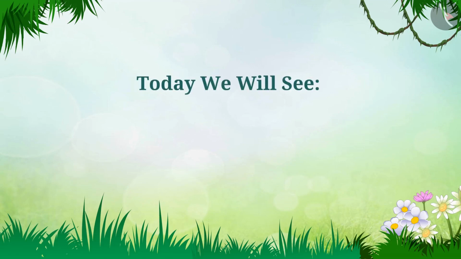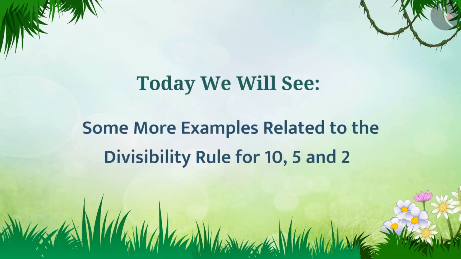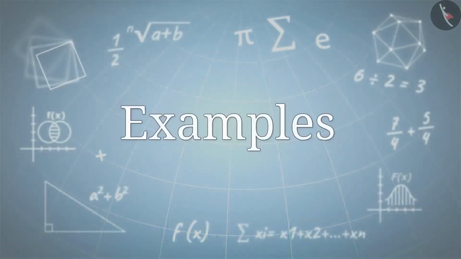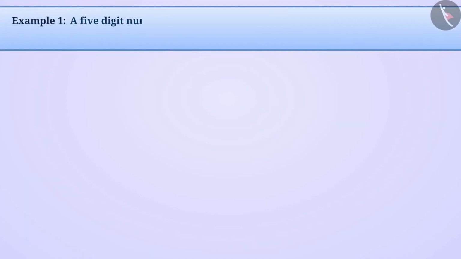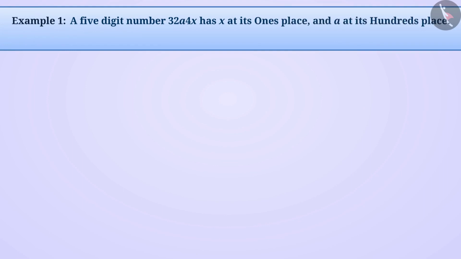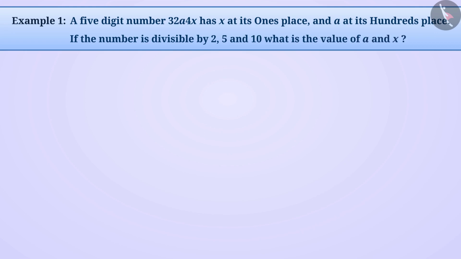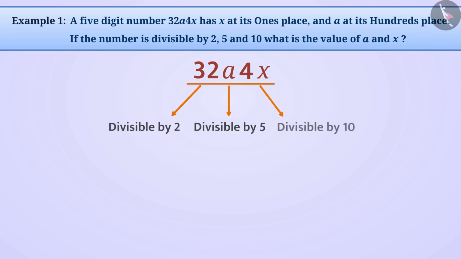Today we will see some more examples related to divisibility rule for 10, 5 and 2. A 5-digit number 32A4x has x at its ones place and A at its hundreds place. If the number is divisible by 2, 5 and 10, what is the value of A and x? We are given that 32A4x is divisible by 2, 5 and 10.